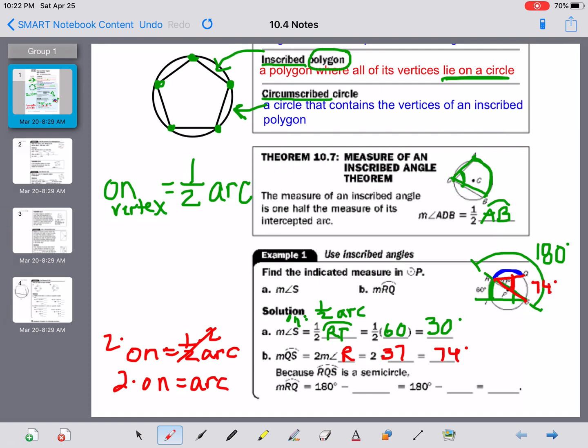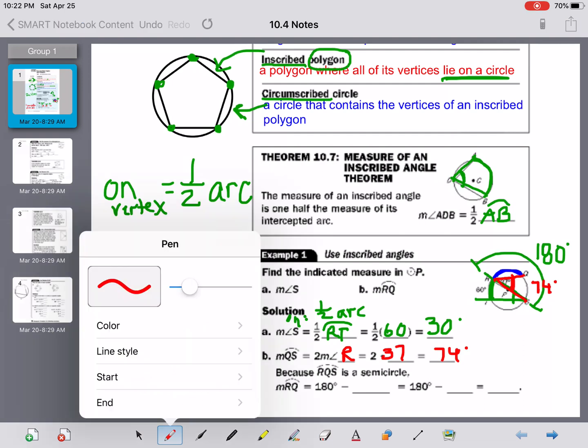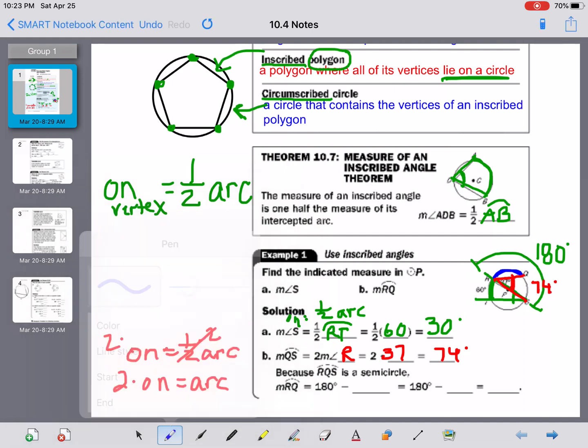Now, 74 is a great number. It's accurate. However, it's not that arc RQ that they asked me to find. So to find my arc RQ, I need to remember this little rule I gave you earlier about the 180. If I have a diameter, that whole arc or that whole semicircle is 180. I need to remember QS there, right? Just if you're thinking about that arc. If I subtract that 74 degrees, the arc I was really looking for, RQ, is what remains, which is going to be 106 degrees.